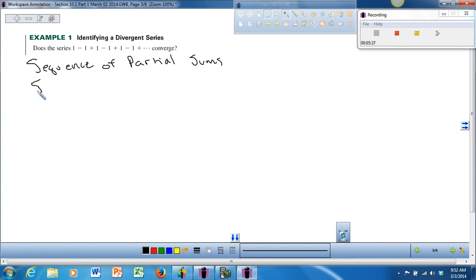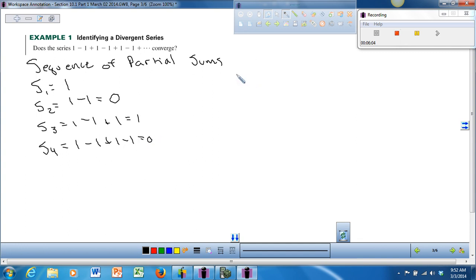So S of 1 would be the sum of the first terms, which would be what? 1. S of 2 is the sum of the first two. 1 minus 1, which would equal 0. S of 3, 1 minus 1 plus 1. And S of 4, I usually go out to about 4 terms. 1 minus 1 plus 1 minus 1. So our sequence of partial sums would be 1, comma, 0, comma 1, comma 0, and it would continue.